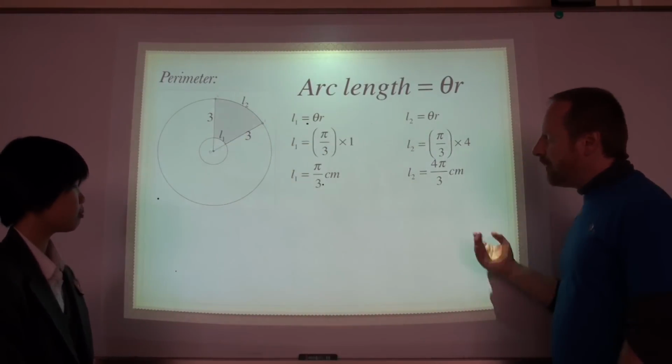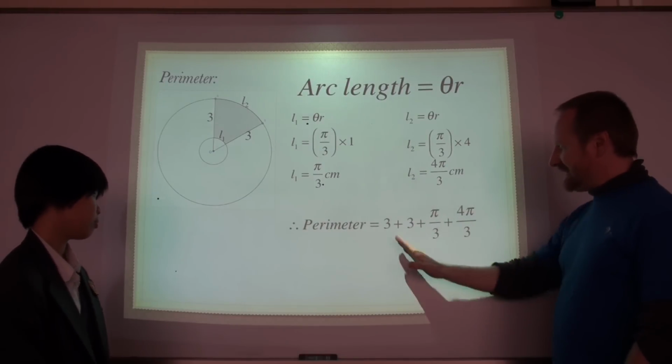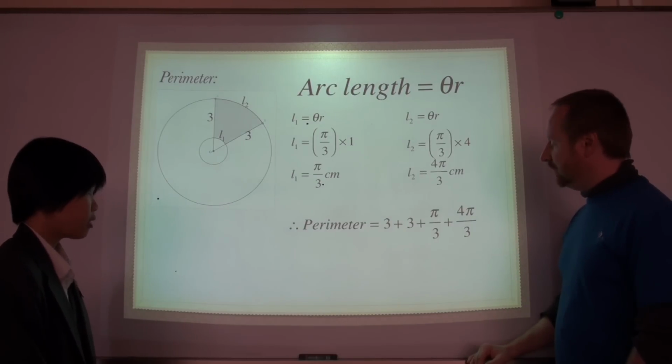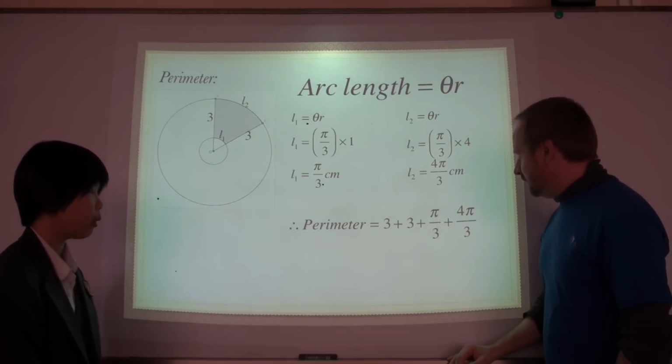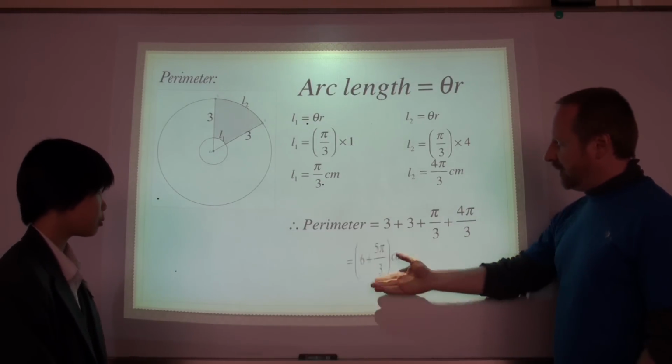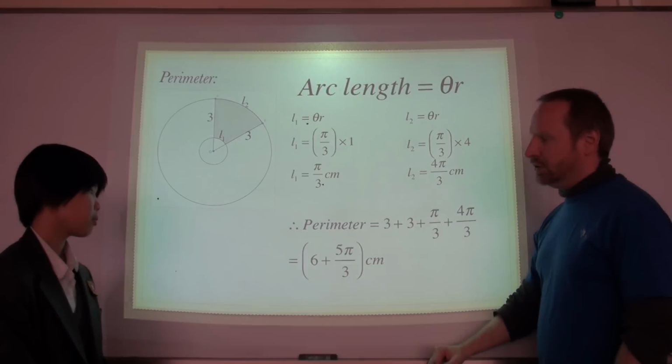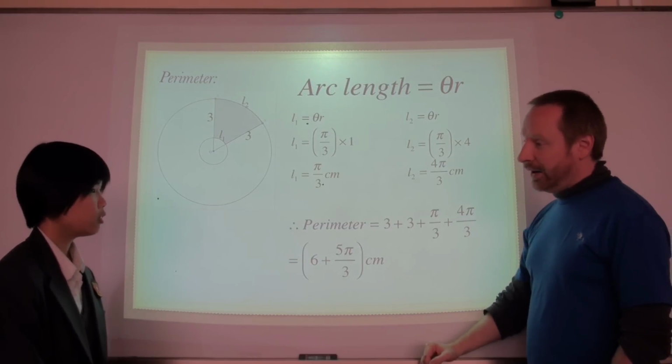So here we have the two arc lengths, L1 and L2, and we already know that these were 3's, and so our perimeter is now just the sum of all 4 parts. And what does this simplify down to? 6 plus 5 pi on 3. Very good. And centimeters because it's perimeter, and we're finished. Now, let's move on to the area.